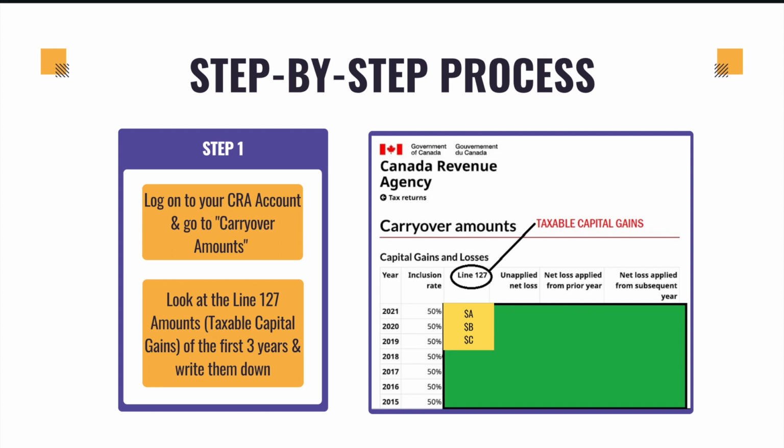Now I'm going to explain the step-by-step process to apply this strategy. Step number one, log on to your CRA account and go over to the carryover amounts. You will see something like this. And look at line 127, which is the taxable capital gains for different years. But we are only interested in the first 3 years, and write these numbers down.